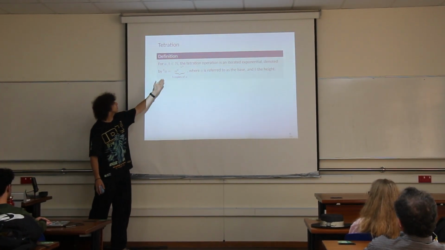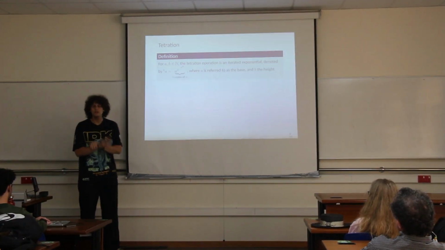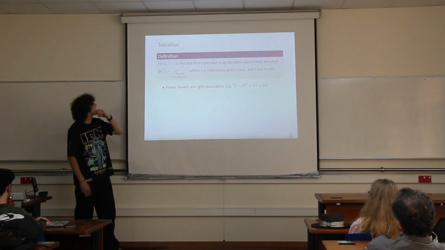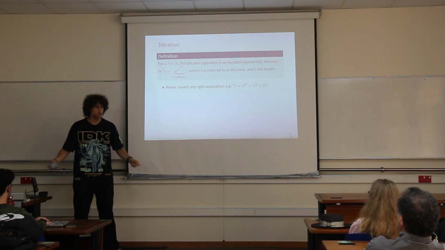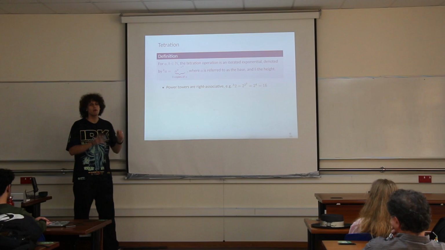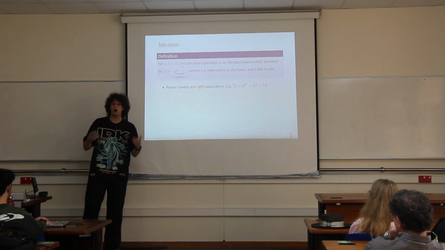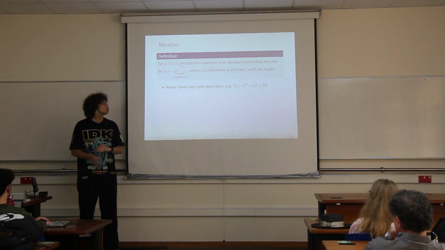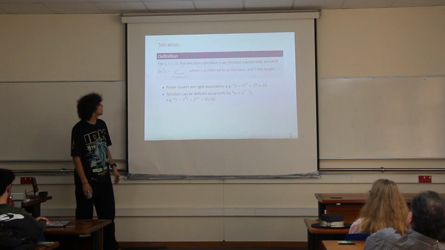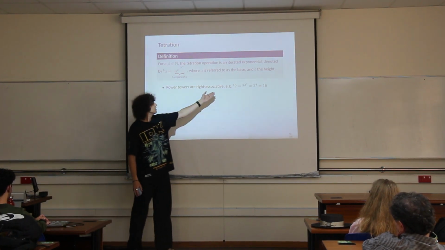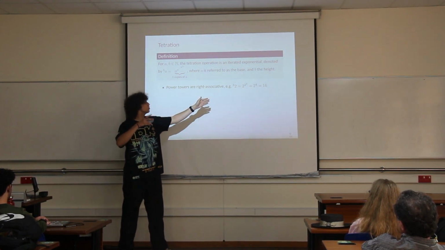So you have a power tower of a's. What's important to note here is that power towers, which is what you get from tetration, are right associative. What we mean by that is if you're trying to expand a power tower, you have to start from the rightmost operation. So in this case, if we have 2 tetrated to 3, that's equal to 2 to the power of 2 to the power of 2.